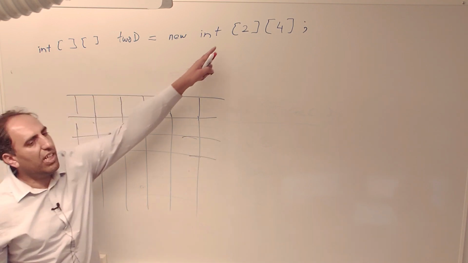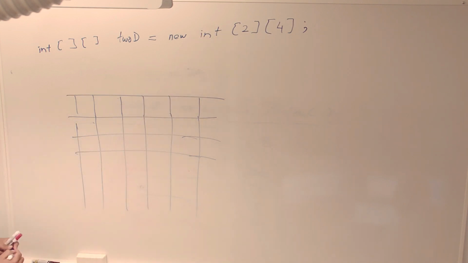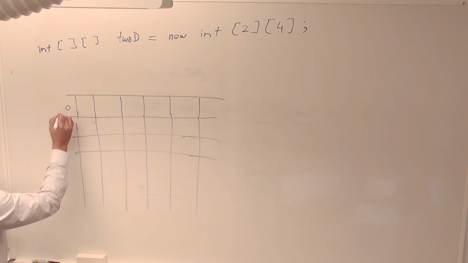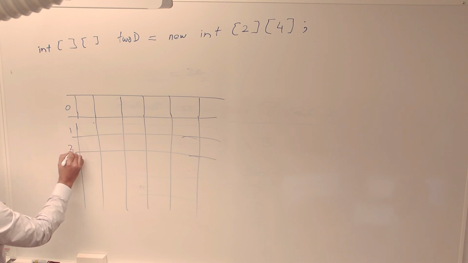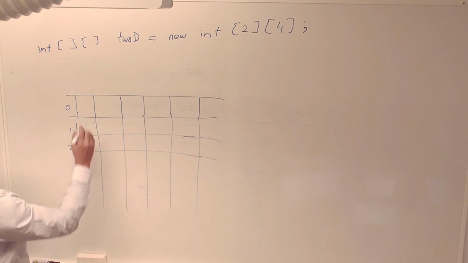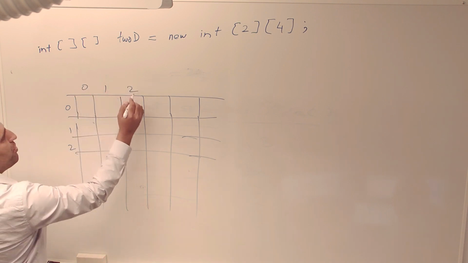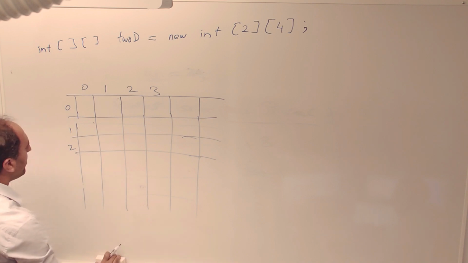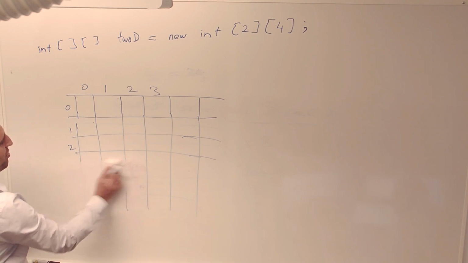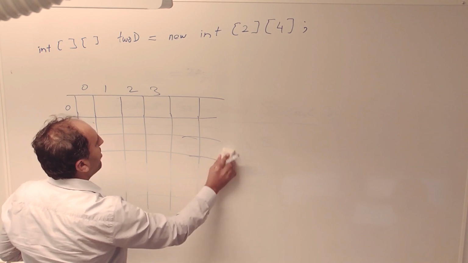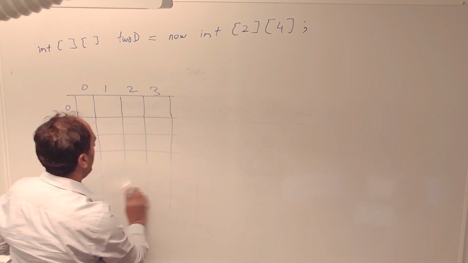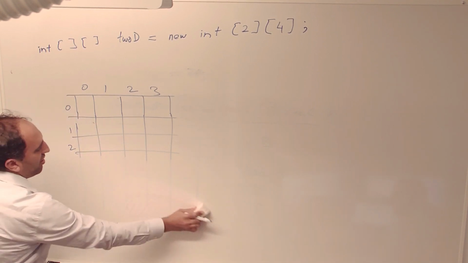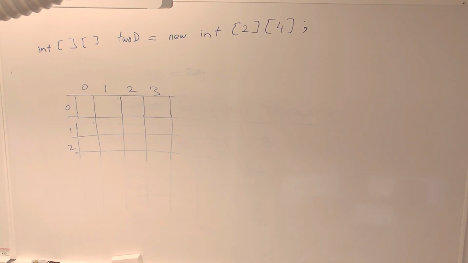In this case, we have two rows, 0, 1, 2, and then we have 4 columns, 0, 1, 2, and 3. So we don't need the last one maybe.